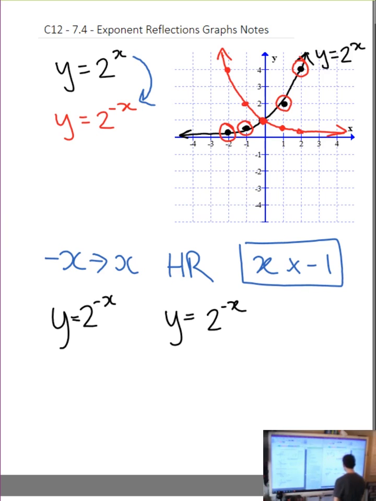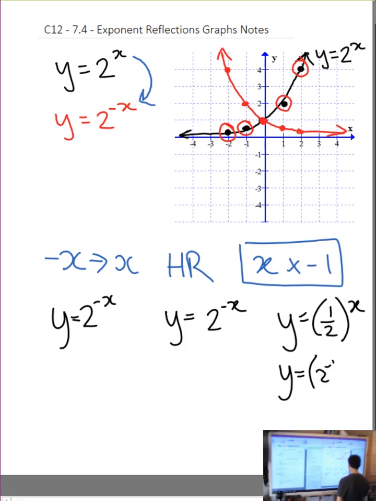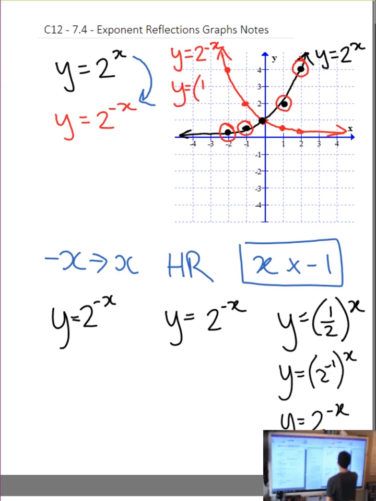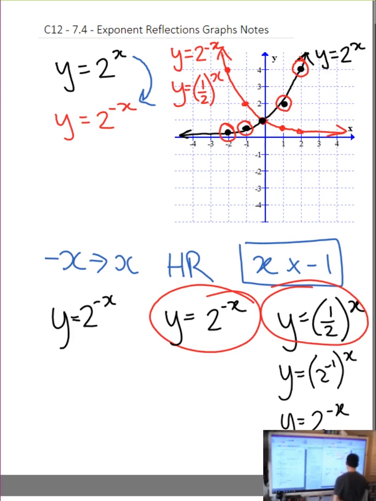Now, what about y equals 1/2 to the x? Well, I know y is equal to 1/2 to the x. 1/2 is 2 to the negative 1. And then I can multiply my exponents together. Y equals 2 to the negative x. So what I know is that this graph is y equals 2 to the negative x. It's also y equals 1/2 to the positive x. So this equation and this equation are exactly the same.